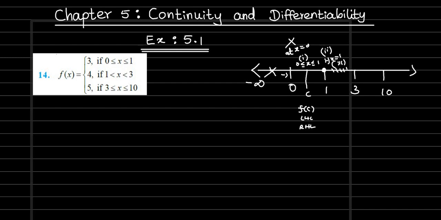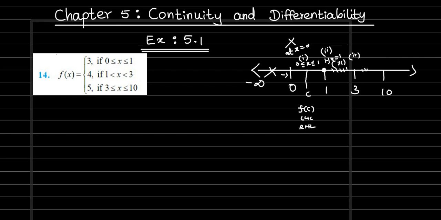Next, if x is exactly 3, do we have f of x? For f of 3, if x takes the exactly 3, do we have a function? Yes. Last one we have 5. Then if x is less than 3, do we have a function? Yes. If x is greater than 3, do we have a function? Yes. So in case 4, we are going to check if x is exactly 3, whether the function is continuous or not.